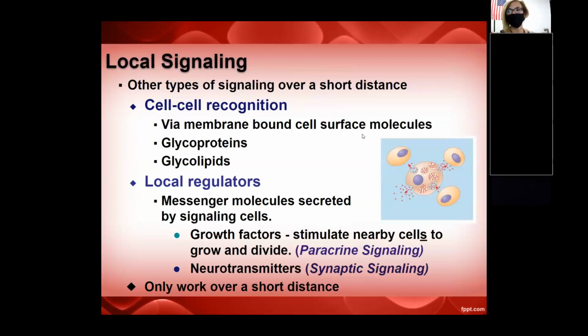So we have surface molecules. This would be like our antigen presenting cells that we talked about, glycoproteins, which is what's on the surface of your blood cells, glycolipids. Then this is a local regulator. These cells can release other cells, and so then they become signaling cells. And this is common with growth factors.